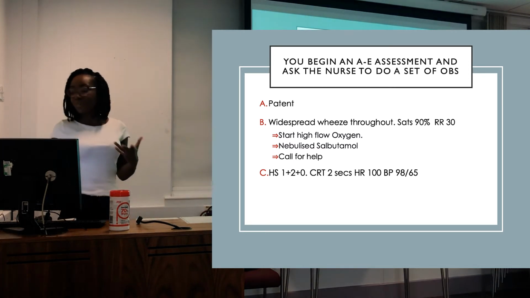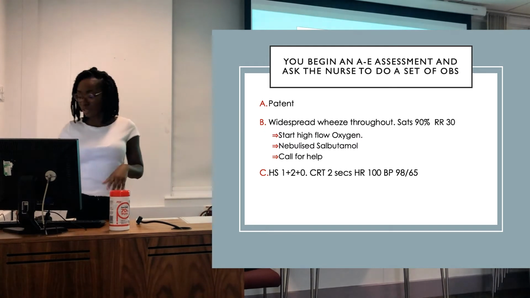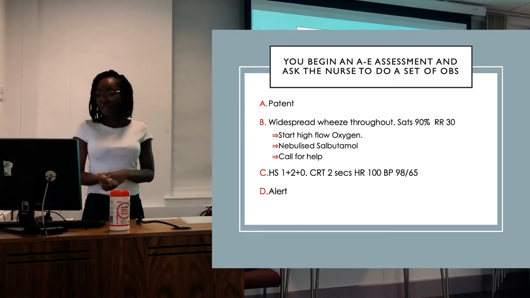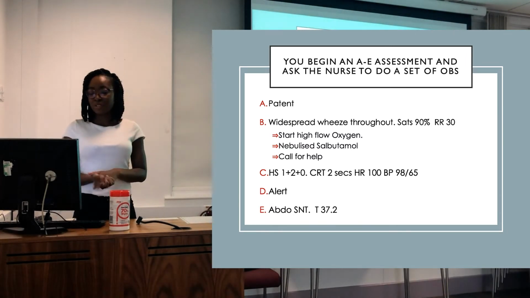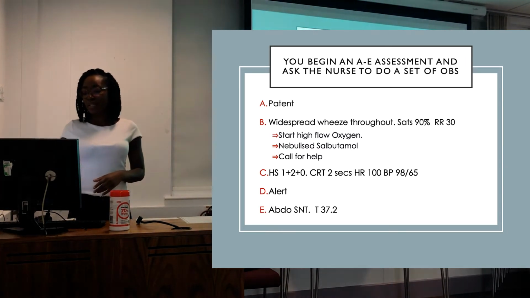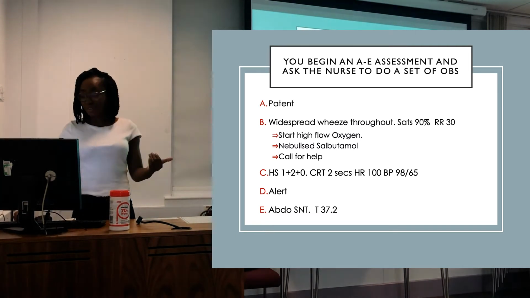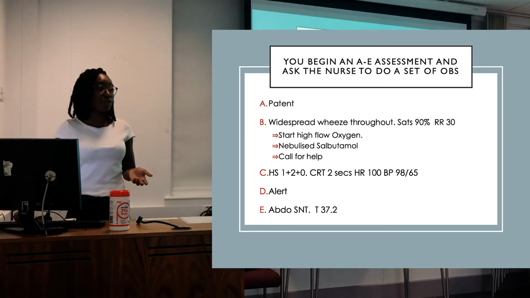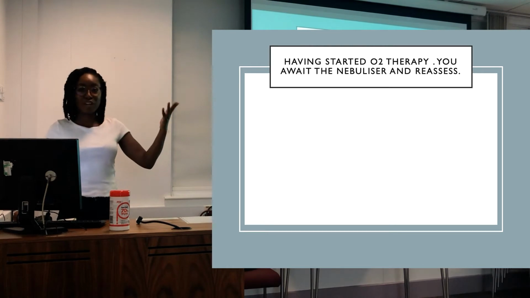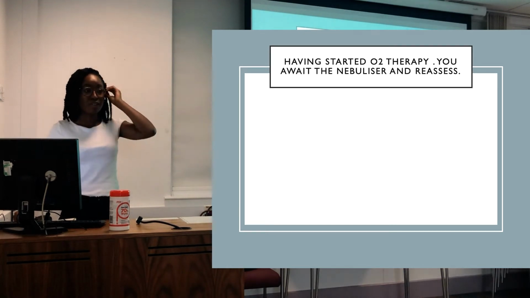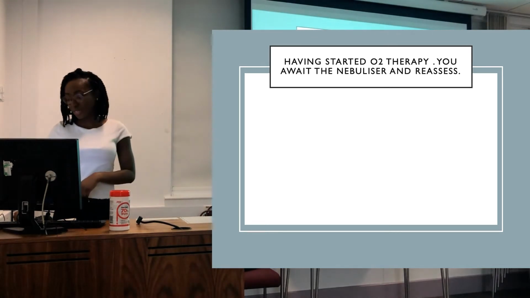But even though she has got some abnormalities, she seems like she's relatively stable. So you can quickly move on to D. She is alert, and then you move on to E. You don't find anything when you do a head-to-toe examination. Her abdomen is soft, and her temperature is 37.2. So given that you've given oxygen, you're going to reassess her and see if the oxygen has made any difference. And you're still waiting for your nebulizer. Like in real life, it takes time to get things. Even though you ask for the nebulizer, it's not going to come immediately. So you can continue whilst you're waiting for the nebulizer.